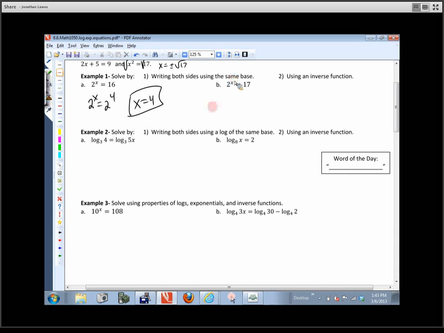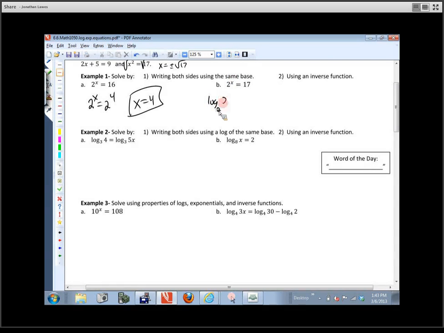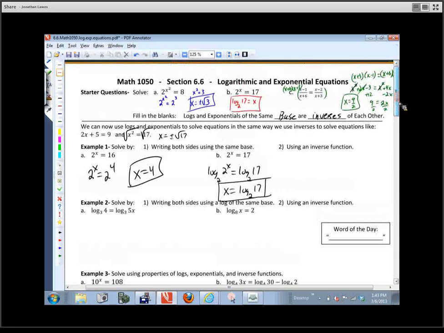Log base 2. So I could take the log base 2 of this side and take the log base 2 of this side. These two functions undo each other, so I get an x, and over here I have log base 2 of 17. Now, you'll notice that that's the same answer that we got just a second ago, except it's kind of flip-flopped. Does that make any difference? No, but what I want you to look at is there's something nice about this right here.